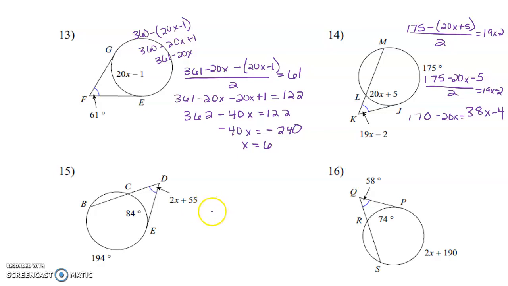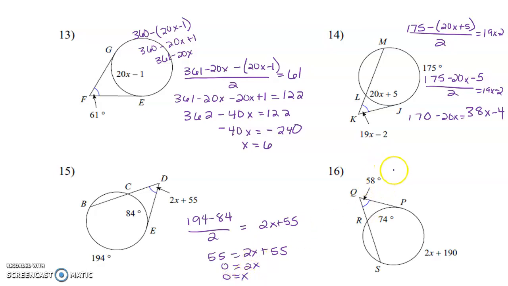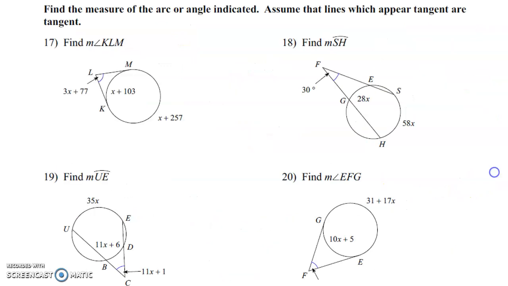Let's take a look to see if there's anything different or special about these. These are just pretty much the formula, the 194 minus 84 divided by 2 equals 2x plus 55. And then you really don't need to do anything over here. This is 55. And then it's a simple equation to solve from there. When I realize I can get 0 for x. And then here I'm going to have my 2x plus 190 minus my 74 divided by 2, the whole thing equals 58. And we should be able to solve from there.